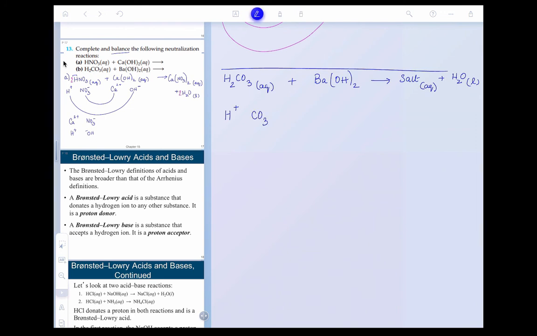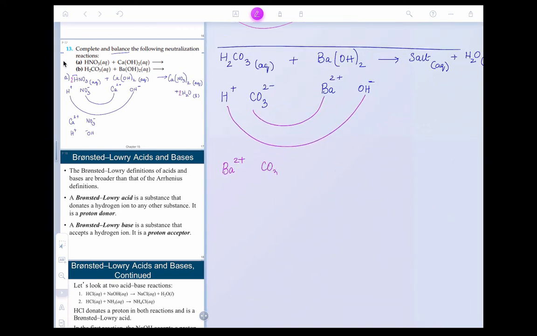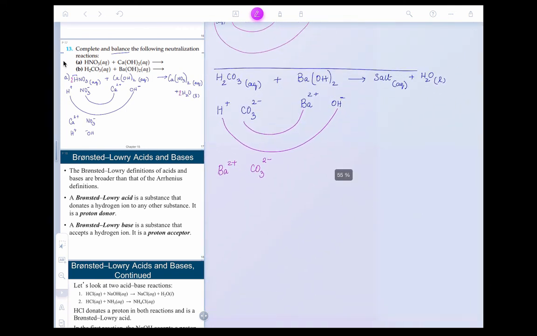Then I have carbonate, which is 2 minus. Barium belongs to group 2, 2 plus. Do not do this. This is wrong. Hydroxide is just OH minus. If you want to write this 2 in front of it, you can. As I said, I don't. Now what we're going to do is the opposites are going to react. So barium is going to react with carbonate. You do not use the crossover method. The charges are exactly the same. So you simply combine it. And then H plus is going to react with OH minus. You simply combine it and write water. All right, the reaction is automatically balanced.